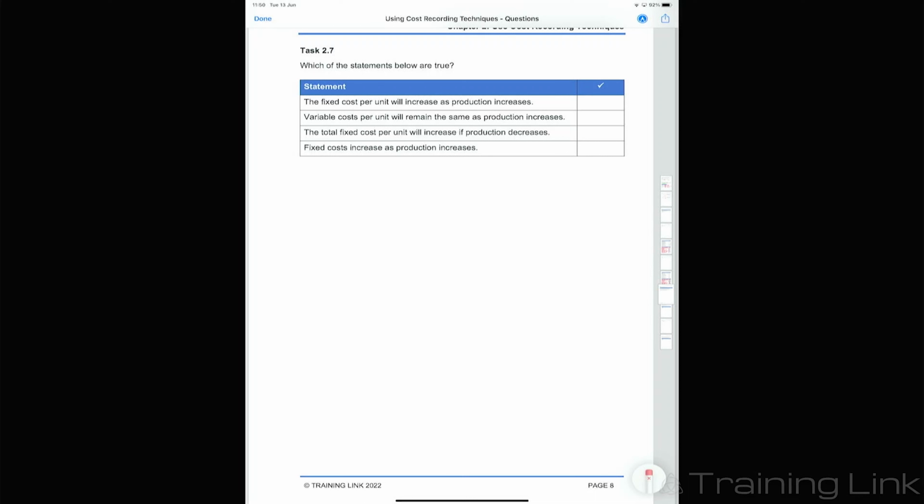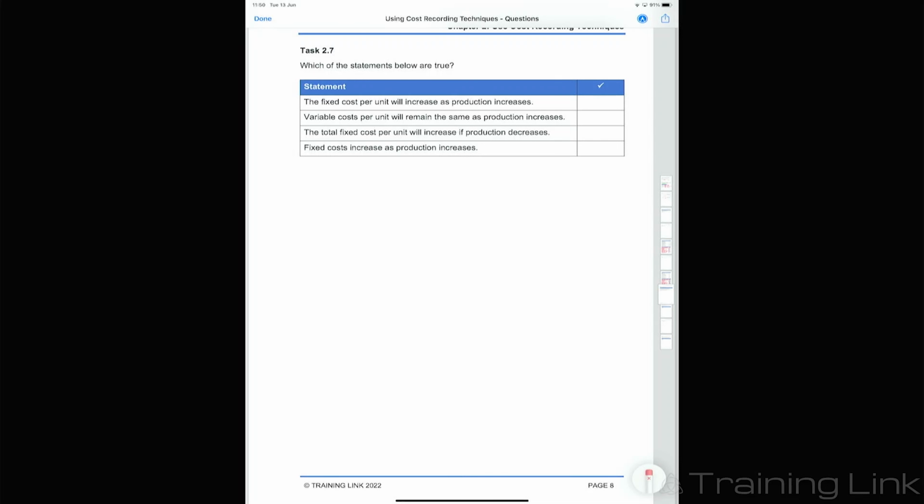These type of questions, always look out for whether you're dealing with a total cost or whether you're dealing with the unit cost. We know that the total fixed cost will always be the same regardless of the amount of units produced. However, that total cost is split over the amount of units produced. So when you're looking at that from a per unit point of view, the more units that have been produced, the more that fixed cost has been spread over those units. Okay, so as units increase, the actual fixed cost per unit will decrease. So that's a false statement there.